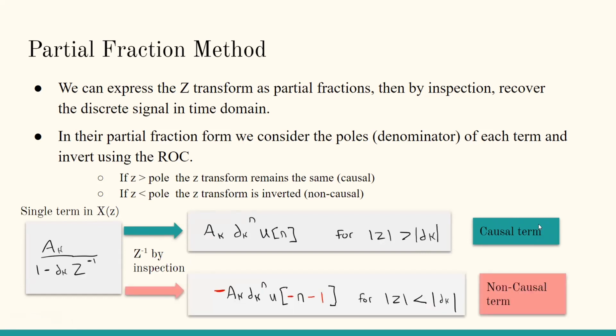However, for another term, if we look at the pole and find that d_k is greater than our z, so it's outside of our region of convergence, then this term is said to be a non-causal term and we actually have to invert it. And so we put in the negative and we flip and shift the unit step or any associated functions.